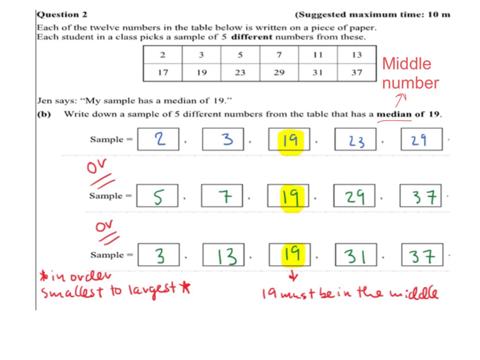So it's very, very important that 19 goes in the middle box and that the numbers are in order from smallest to largest. So 19 must be in the middle and the numbers must be in order from smallest to largest.